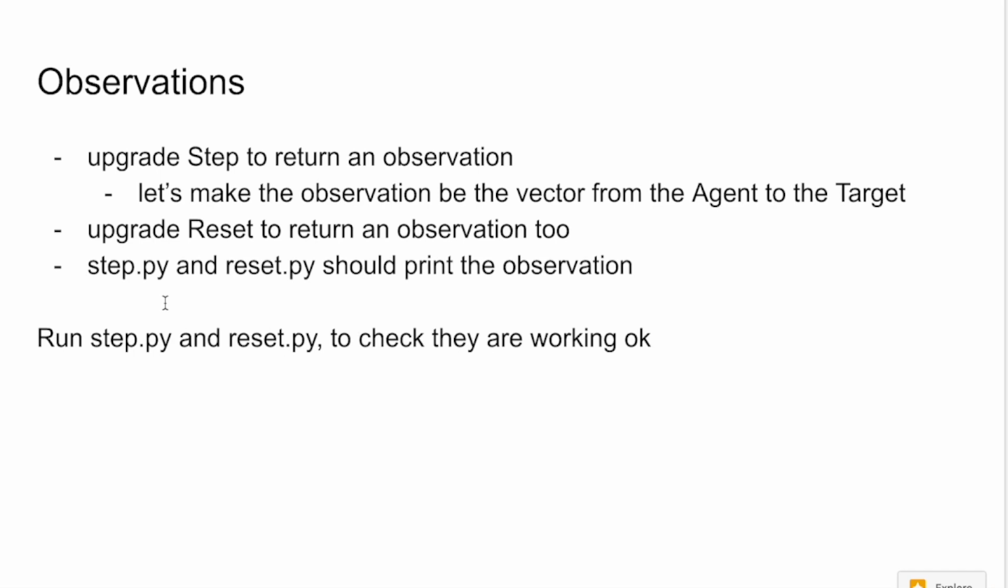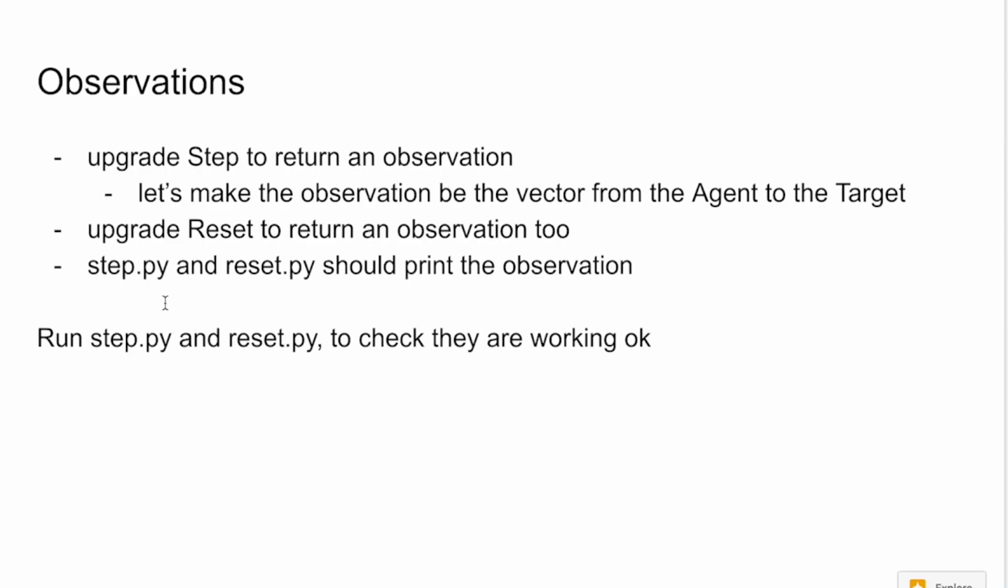What we're going to do is upgrade step to return an observation. Reset should also return an observation, and let's make the observation simply the vector from the agent to the target. Let's just keep it really simple. And the step.py and the reset.py should both print the observation. There's no hint for this task. If you'd like to attempt this task, please pause the video now.